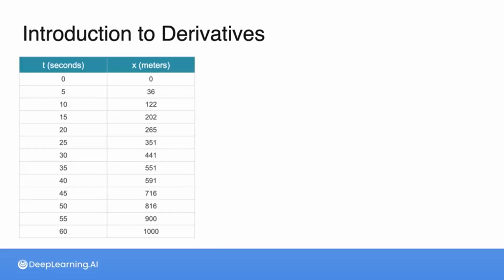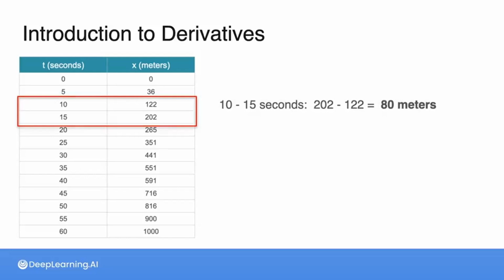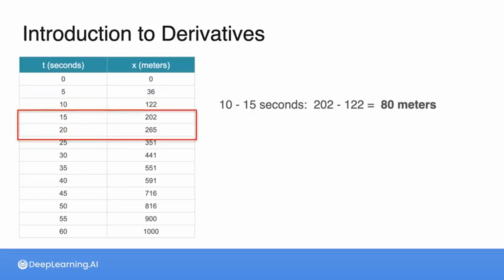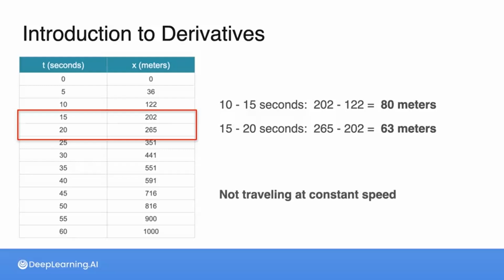You can see that between 10 and 15 seconds, which is a 5-second interval, the car traveled 80 meters. But between 15 and 20 seconds, which is also a 5-second interval, the car traveled 63 meters. This tells us that from 10 to 15 seconds, the car was traveling at a faster average velocity than it was between 15 and 20 seconds. So we can also conclude that the speed of the car is not constant across the 1 minute interval.